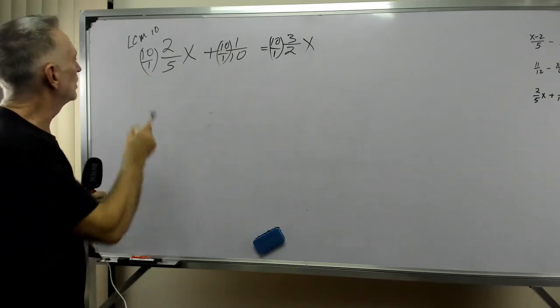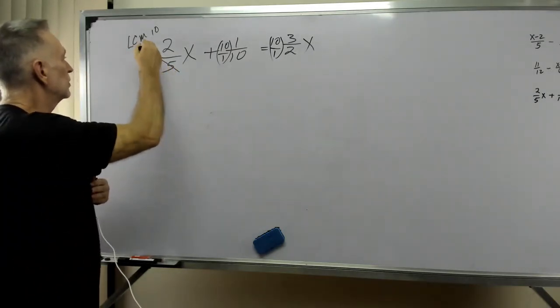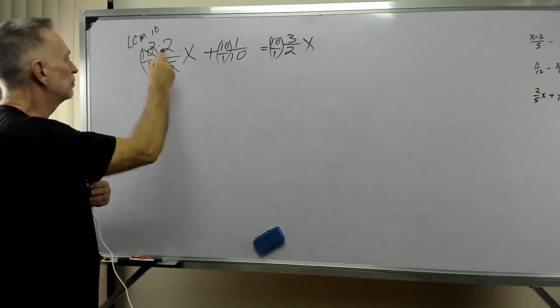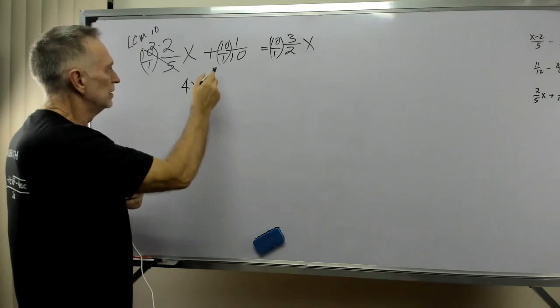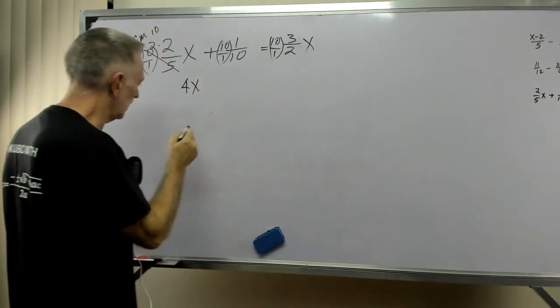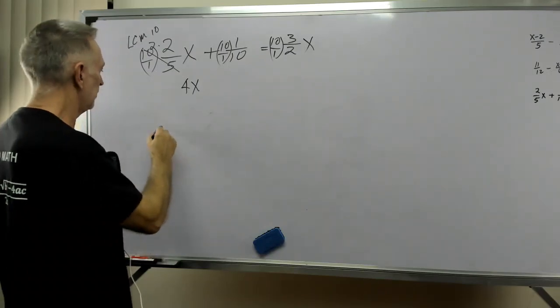Well, okay, 10 divided by 5 is 2. So this turns into 2. 2 times 2 is 4. 4 times x is 4x. Okay, this one, don't get confused that this wipes out to 0, because it does not.